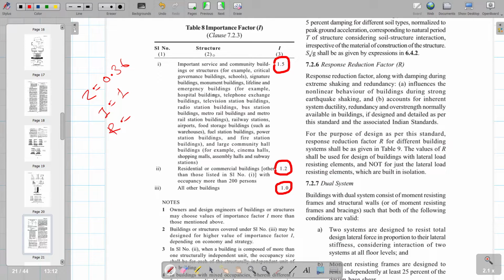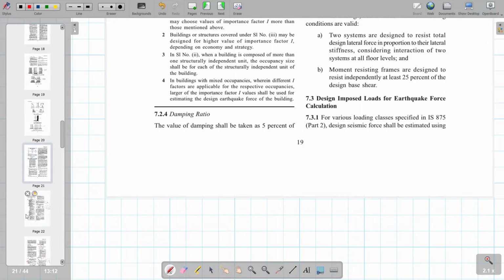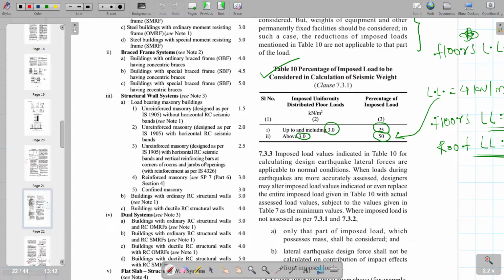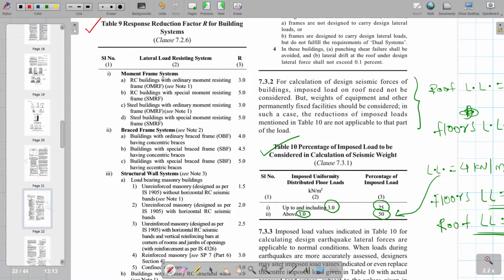Okay, let's find out what the response reduction factor is. For response reduction factor you can just go to the next page, table number 9. On table number 9 they have given the response reduction factor. Our building is a special moment resisting frame, SMRF. They mention which type of building it is, and based on this our response reduction factor will be 5. So R is equal to 5.